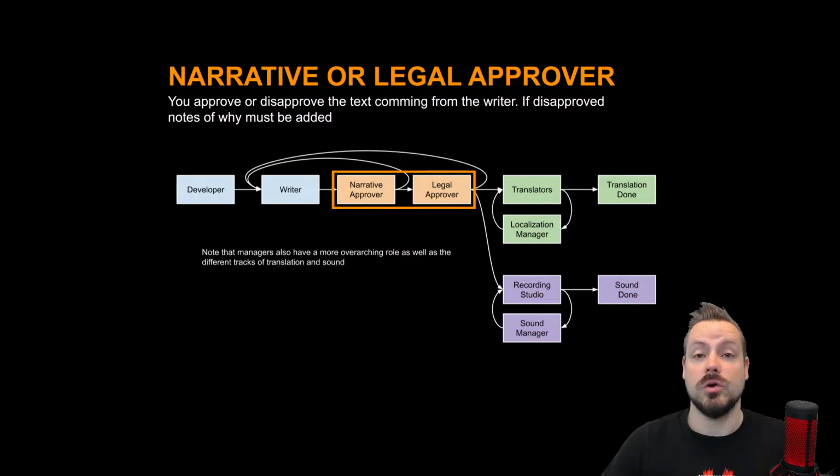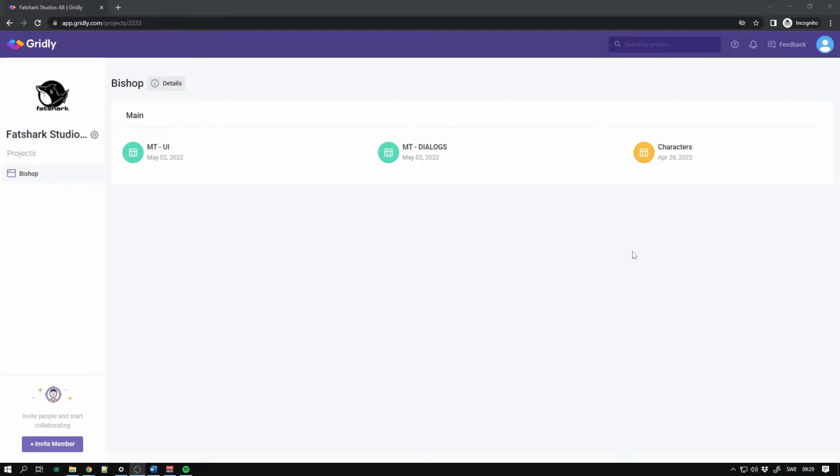As a narrative or a legal approver, your job is to approve the English text created by the writer. First to approve is the narrative, and after that it's the legal. But the workflow is the same, so I will show this in a single video. As a narrative or a legal approver, this is what you will see when you log in.